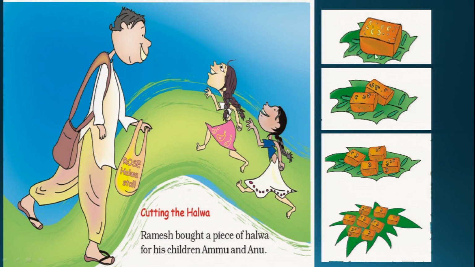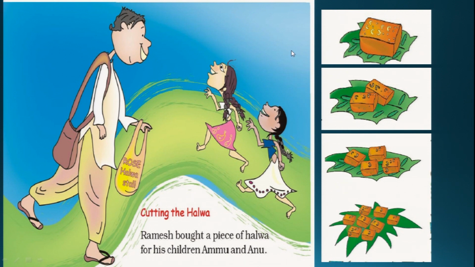This is the biggest piece of halwa and it is divided into 2 equal parts. And next, this part is divided into 2 parts. This part is also divided into 2 parts. And further, when Anu requested to make it a little smaller, this is also divided into 2 parts. And all these pieces are divided into 2 parts.